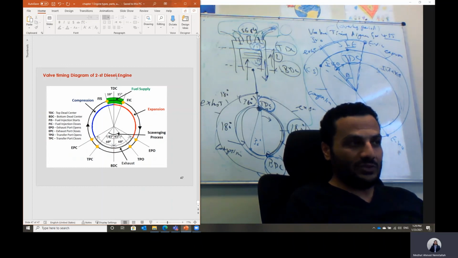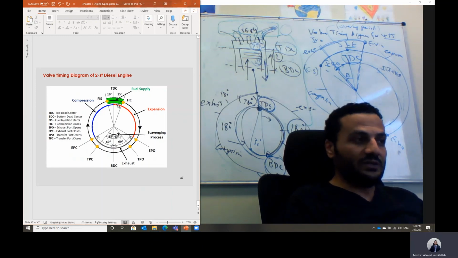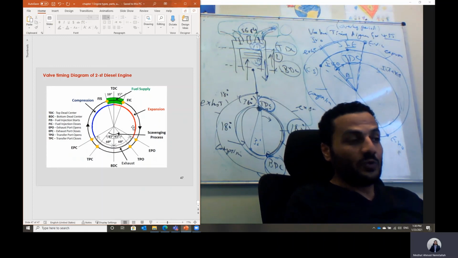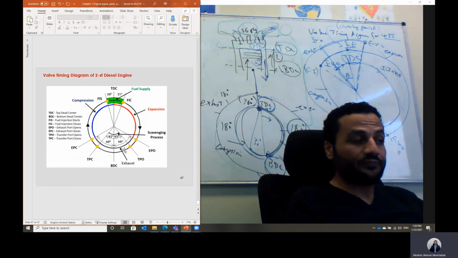This is for the diesel engine, Shabab. Fuel injection will start before the top dead center, and it will close after the top dead center. Then the combustion has started. Then we have the expansion stroke. While the piston is moving down in the two-stroke, it will uncover the exhaust port, so the exhaust will start at the end of the expansion stroke.